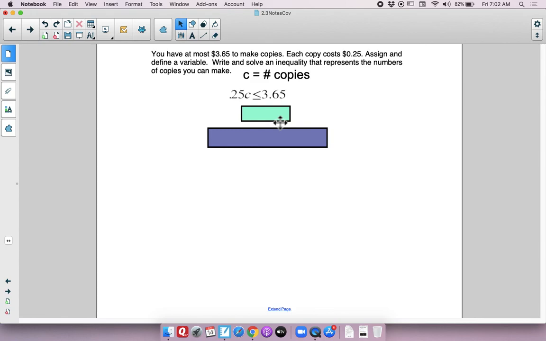Then what do you do to solve this? You're going to divide by 0.25, which is kind of like multiplying by 4. You get 14.6. So what's your answer going to be? How many copies can you make? If you go to Starbucks, can you ask for half of a cup of coffee? What are they going to do if you do that? Or if you ask for 6/10 of a cup of coffee?